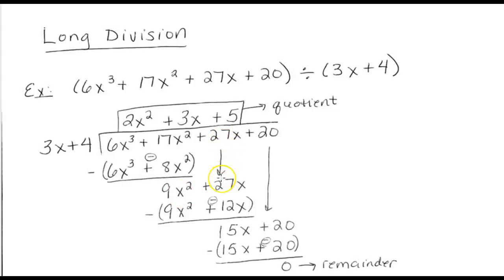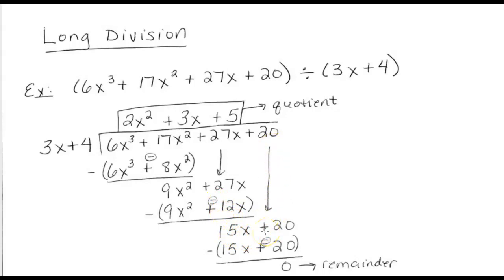Next step is to drop down the next number. So we drop down the 27x. We do the same process again. We take 9x squared and divide it by 3x, which gives me 3x, so that goes on top. 3x times 3x is 9x squared, and then 3x times 4 would be 12x. Parentheses go around this expression and you're subtracting it. So the 9x squared cancels, and distributing the negative makes this a minus. So 27x minus 12x is 15x.